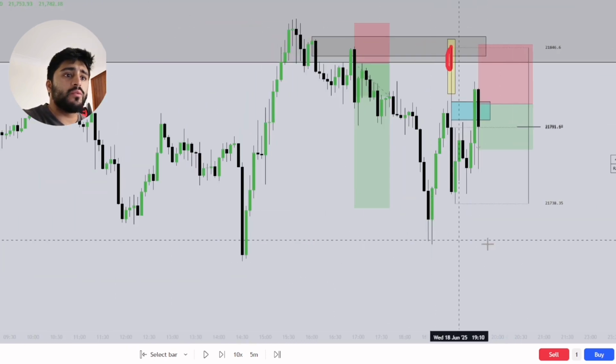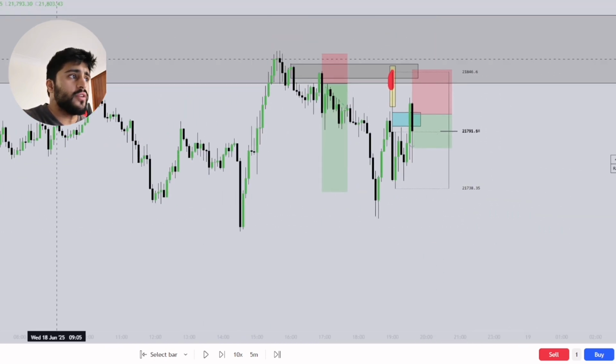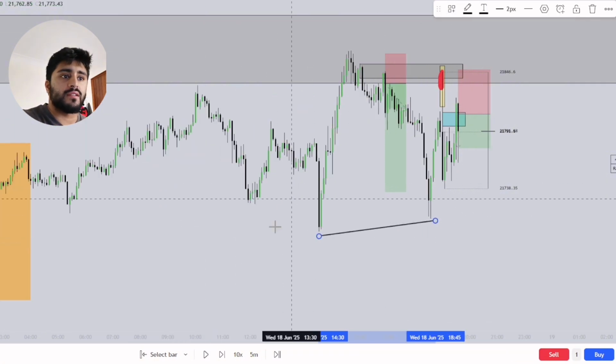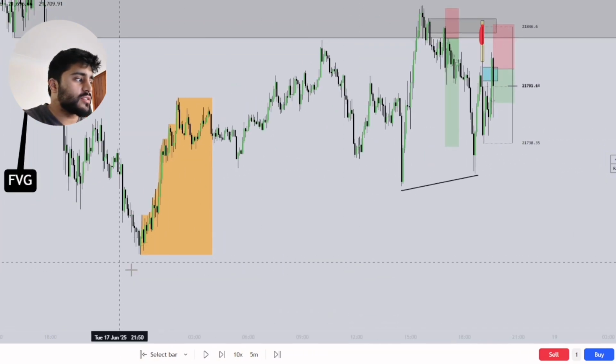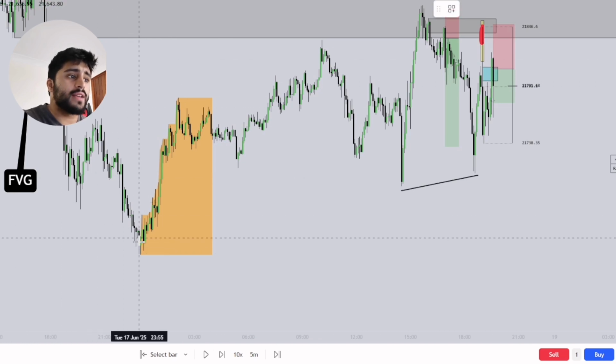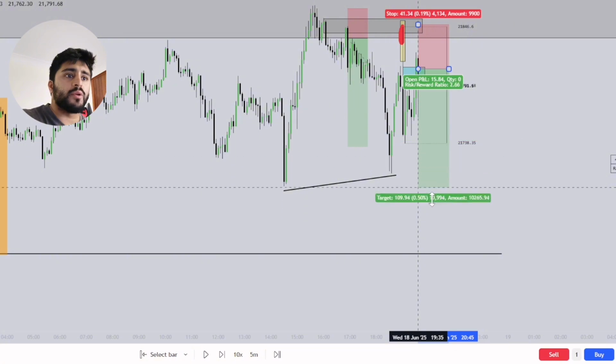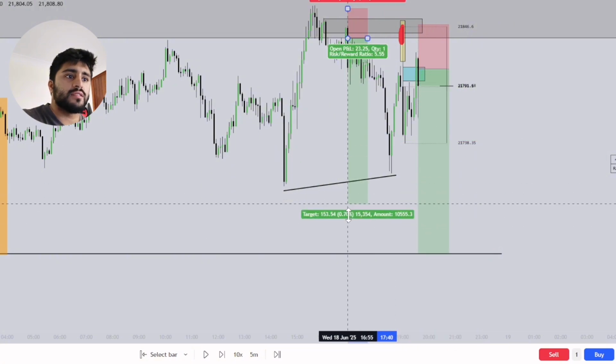Now from here, where would you look to target? Well, good question. First of all, targets always come down to liquidity. We have trendline liquidity resting over here, but we also have the Asian low intact. The Asian low hasn't been swept. So your target for both trades would actually be down here, just like this.